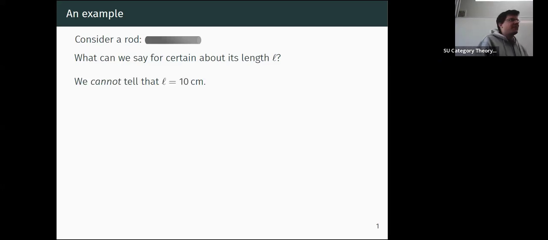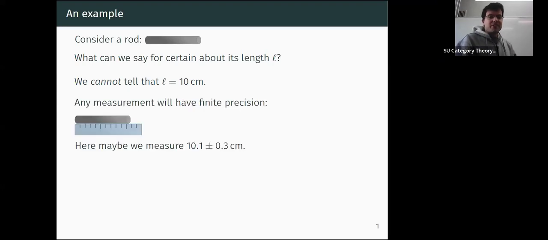So as an example of something that we could not say, we could not tell that its length is exactly 10 centimeters. So suppose for now that its length is actually exactly 10 centimeters, but we cannot possibly ever tell this. Because if you wanted to go about trying to do it, you might say, okay, I'm going to get a ruler and I'm going to try and measure the rod. But whenever you measure it, there's going to be some kind of inaccuracy in your measurement. So here I say maybe we measure it to be 10.1 centimeters plus or minus 0.3. So this is consistent with the length being 10 centimeters. But we don't know that its length is exactly 10 centimeters. The length could be, say, 10.1 centimeters.